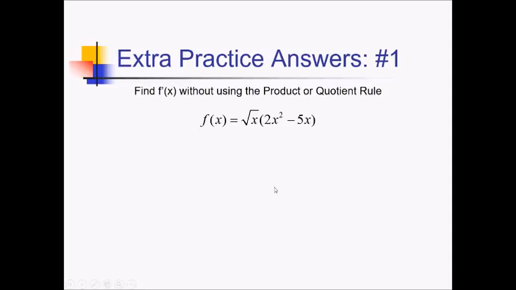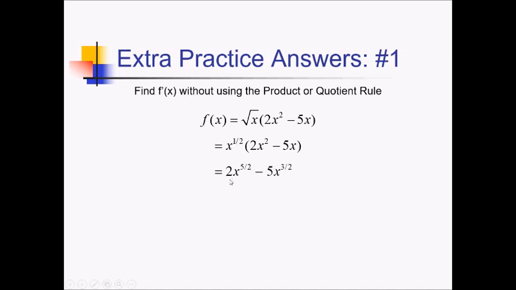On this problem, we're trying to figure out the derivative of this thing without a product or quotient rule. That means we're going to have to simplify this and use the power rule. So I'll start by turning this into x to the 1/2 times all that other stuff, distributing my x to the 1/2, so adding the exponents here. We've got 2x to the 5/2 minus 5x to the 3/2.